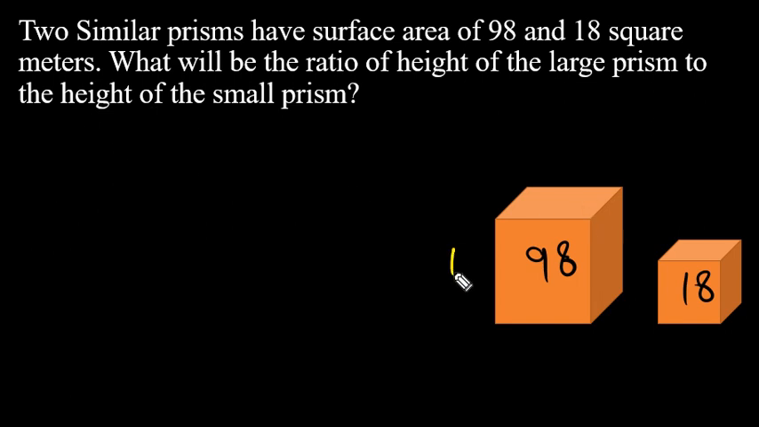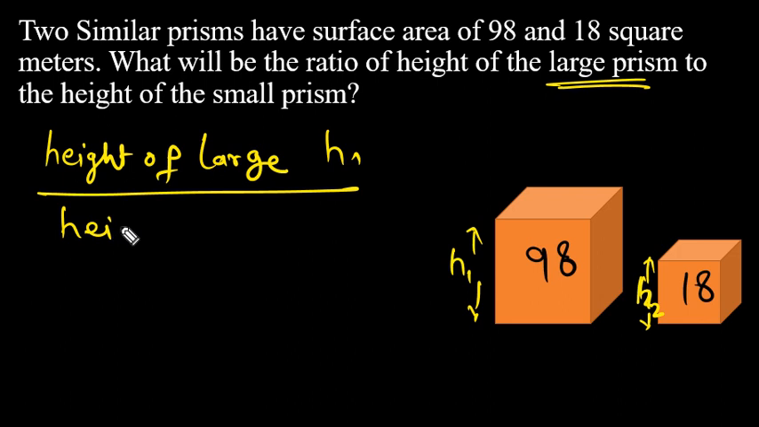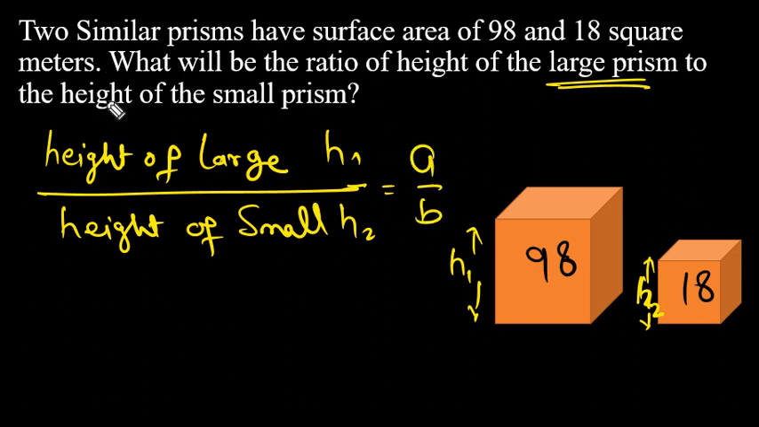So if I'm saying this one is the height for large and this is the height of small, h1, h2. So the height of the large prism, h1, divided by the height of the small, h2. You need to find this, right? Okay, good. So first of all we need to find, and that will be a over b from the properties.